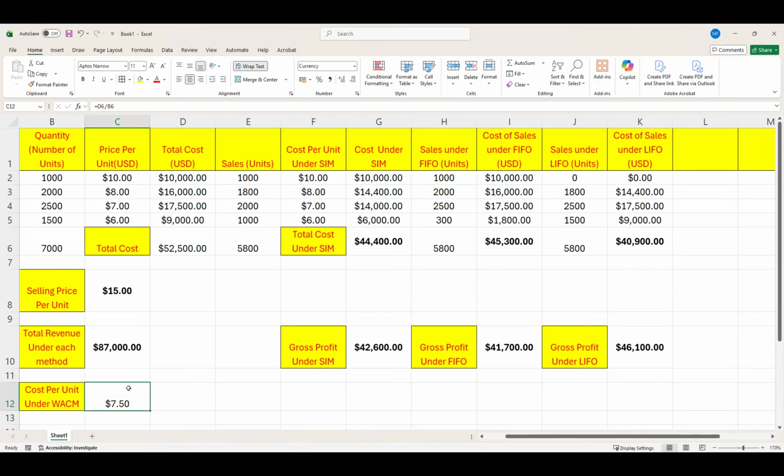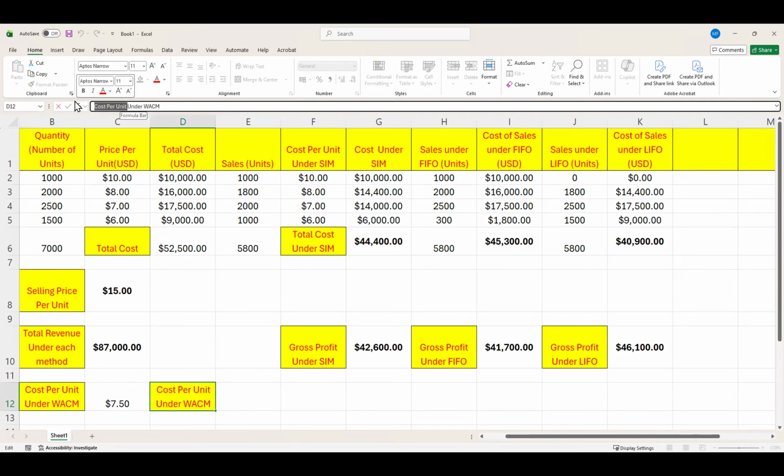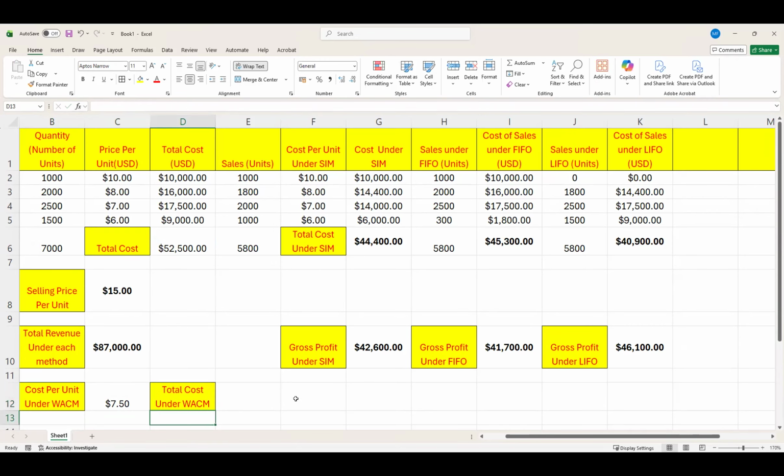$7.5. So if this is the cost per unit, what is the total cost under WACM? Again, which two cells do I need to multiply? I just need to multiply two cells. Perfect, quantity by price. So this is my weighted average total cost now.